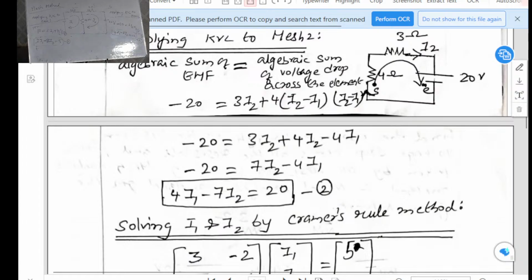This is the procedure to find out unknown currents. After getting equation 1 and equation 2, you can apply any kind of method. You can apply substitution method. Otherwise, you type these two in scientific calculator, you get the value. Otherwise, as per textbooks, Kramer's rule. Any method you can apply. I need the values of unknown currents.